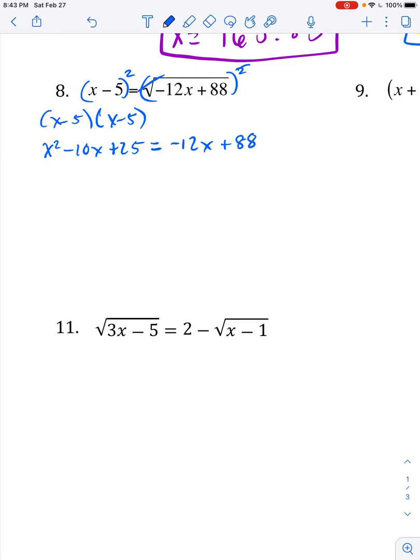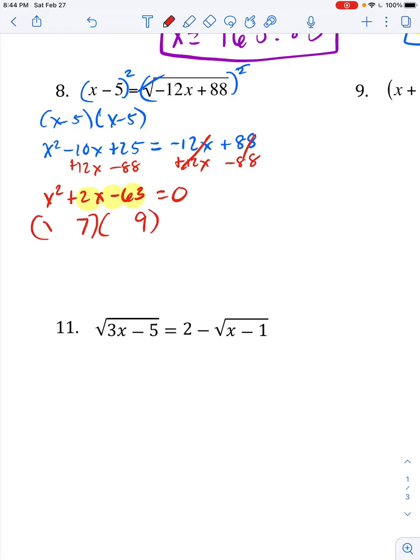Now I have a quadratic, so I'm going to go ahead and move these two things over in order to get that quadratic equal to 0, because that's what I need to do when I'm solving quadratics. So I'll have x squared plus 2x minus 63 equals 0. I'm going to try to think of a way to make 63 through multiplication that will subtract to give me this 2. So I am thinking through my options, 9 times 7 will do the trick. And the way to get a positive 2 is to have a positive 9 and a minus 7.